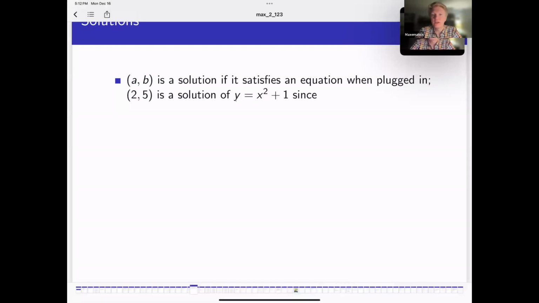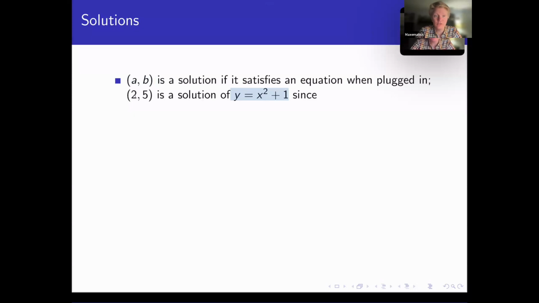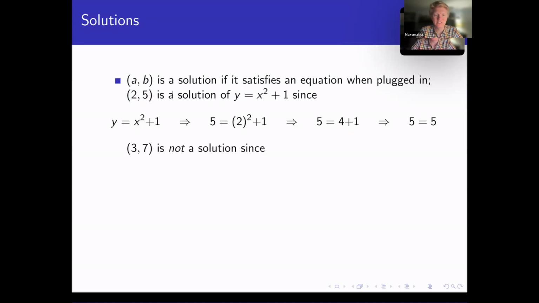So for example, the equation y equals x squared plus 1 has a solution 2, 5. Because if we plug in 2 for x and 5 for y, well, we get 5 equals 2 squared plus 1. We know 2 squared is 4, and 4 plus 1 is 5. This equation's true, so this is a solution. However, 3, 7 wouldn't be a solution because when we plug in 3 for x and 7 for y, then 3 squared is 9, 9 plus 1 is 10, and 7 doesn't equal 10. So in the graph of y equals x squared plus 1, 2, 5 will be one of the points that's included, but 3, 7 will not be.